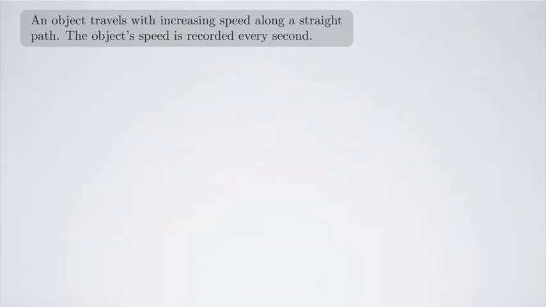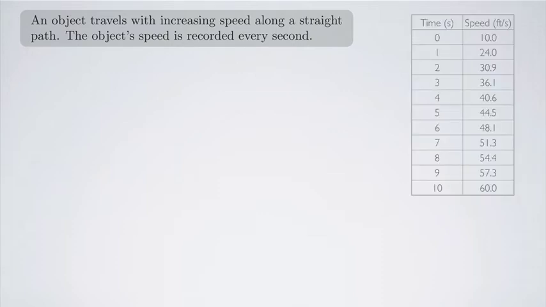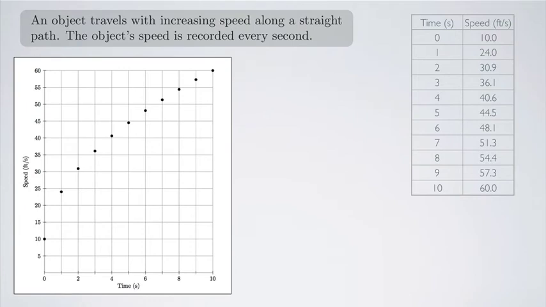Now suppose that we record the object's speed every second. So here's a table of values, and here is a graph with the values plotted. And we're going to go through the same thing. So first, the lower estimate. So for the first second, my lower estimate would be 1 second times 10 feet per second, and that's the same thing as the area of this rectangle. And since you get the idea, I'm going to go through these quickly.